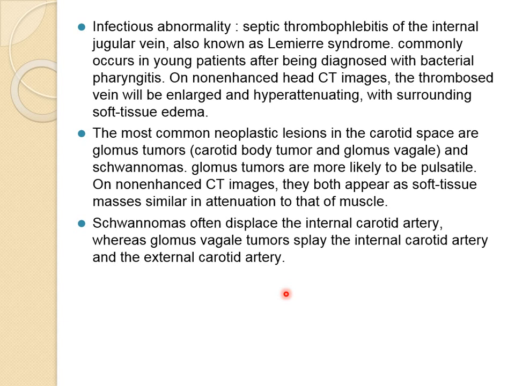The most common neoplasms involving the carotid space are glomus tumor and schwannoma. We must differentiate between them. The carotid body glomus tumor causes a soft tissue mass similar to muscle, with a pulsatile effect, and causes displacement of the internal and external carotid arteries, known as splaying. But schwannoma will displace the internal carotid artery.